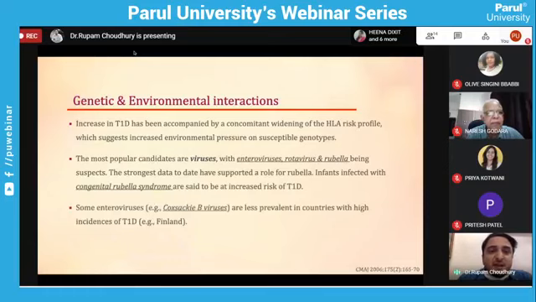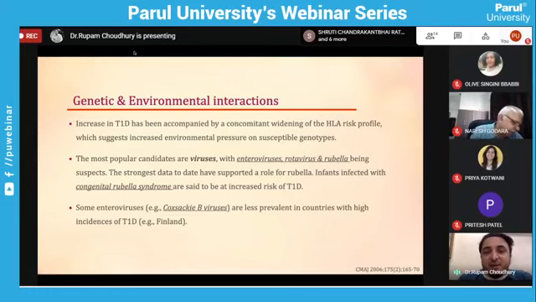Genetic and environmental interactions: the increase in type 1 diabetes has been accompanied by a concomitant widening in the HLA risk profile, which suggests increased environmental pressure on susceptible genotypes. The most popular candidates are viruses, with enteroviruses, rotaviruses, and rubella being suspects. The strongest data we have is with rubella virus. In the early phase of a patient's life, if they get rubella, the chances of developing autoimmunity and then destruction of beta cells are very high.